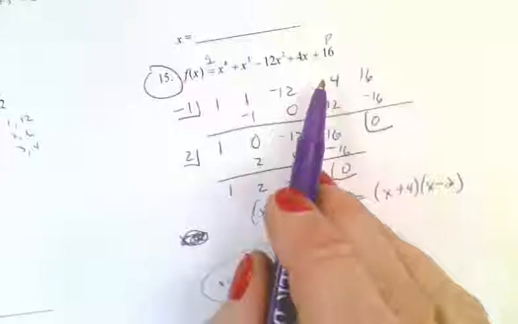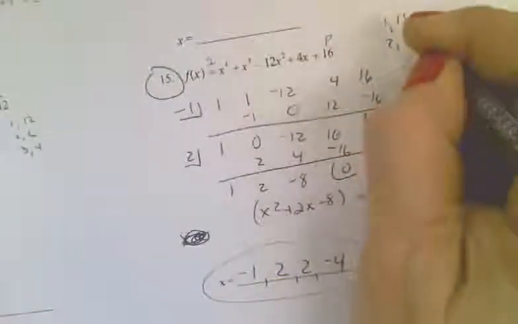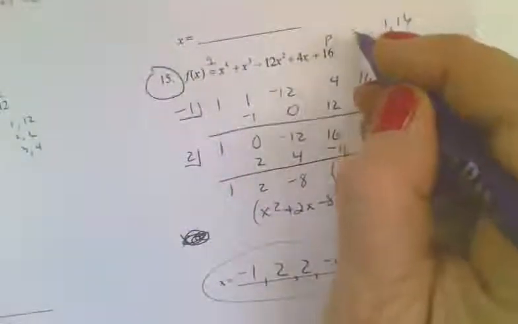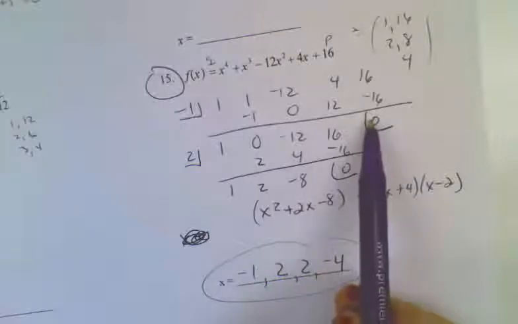So I'll jump to 15. Same kind of thing. Again, it had to be pairs of factors of 16, so I was thinking 1 and 16, 2 and 8, or 4, and it's still over 1, so I just have to do the plus or minus of all of those numbers. I tried negative 1, and it came out to 0.